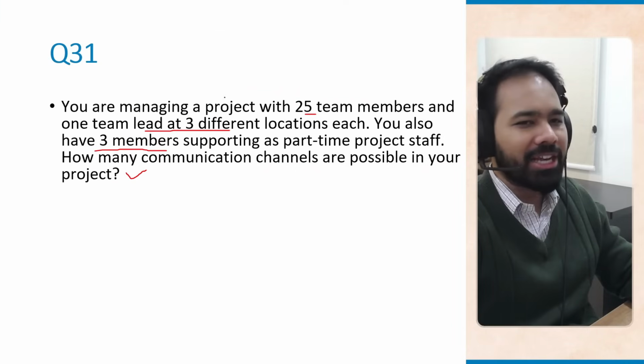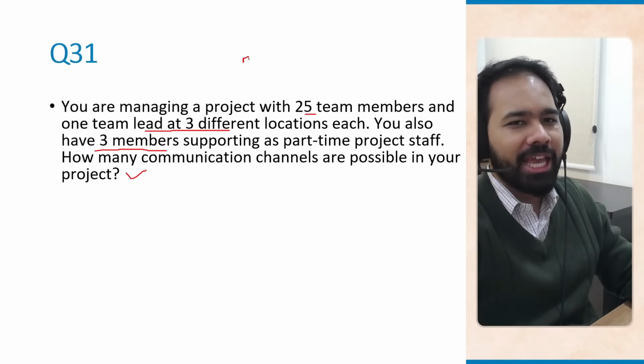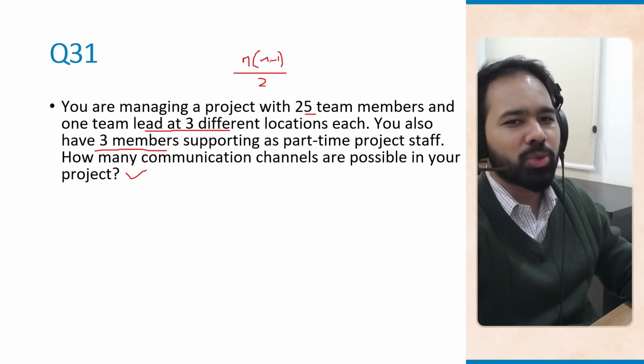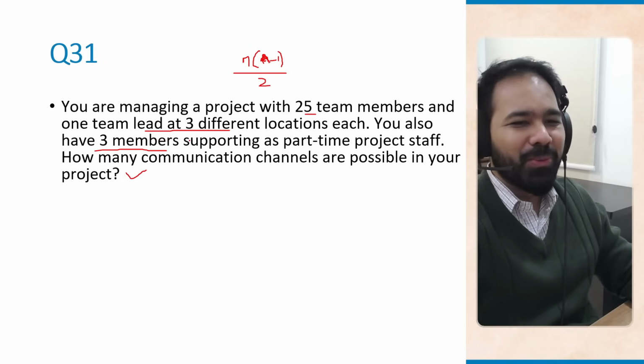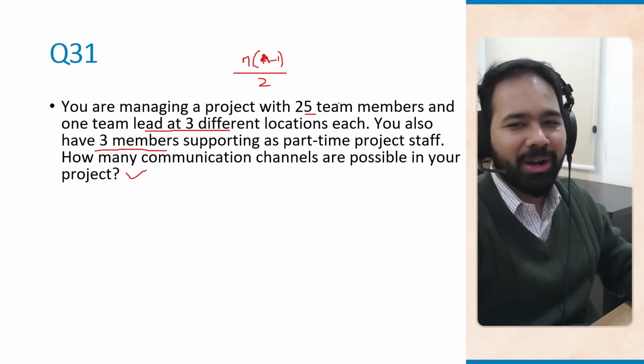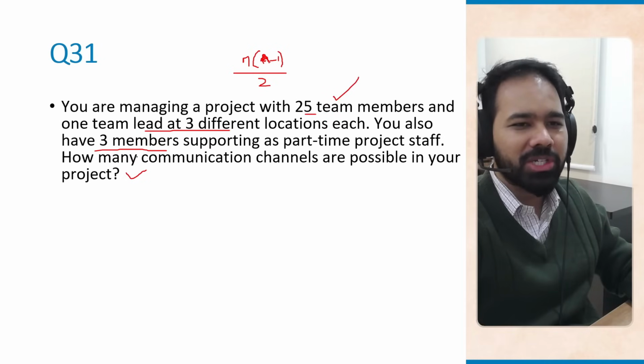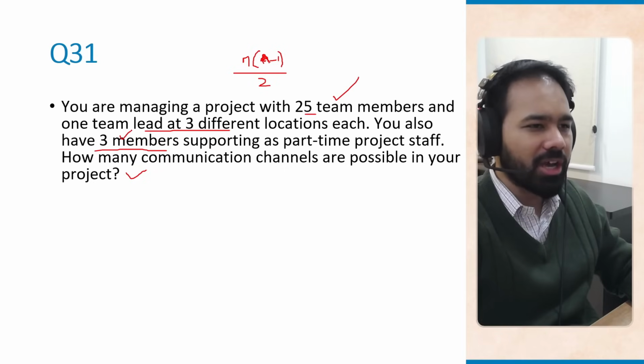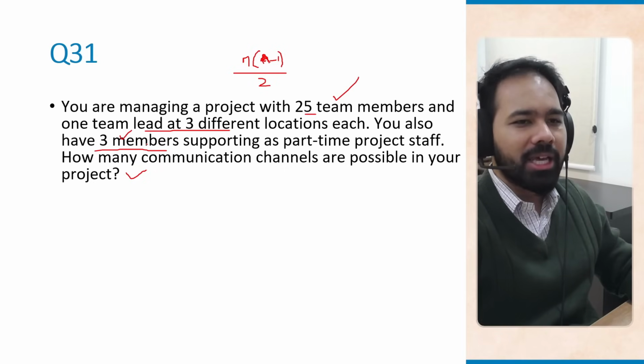The formula for calculating communication channels is n into n minus 1 divided by 2, and n here means the total number of project team members. Excuse my handwriting here, but n into n minus 1 is what we are looking at, not a. So, what is the n here? That's the tricky part, because you have 25 team members, then you have three members supporting as part-time project staff. They should also be counted as part of the project team members itself.